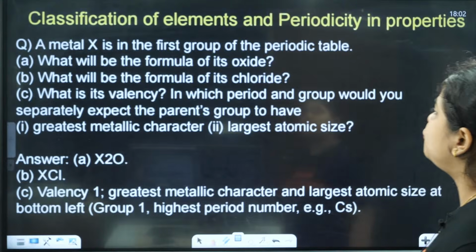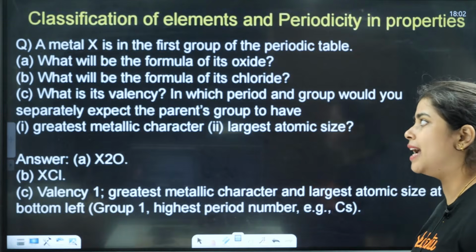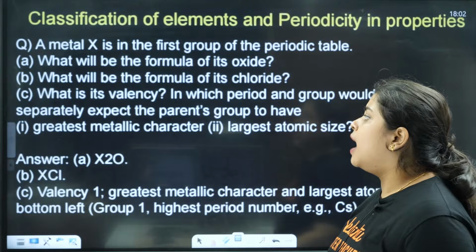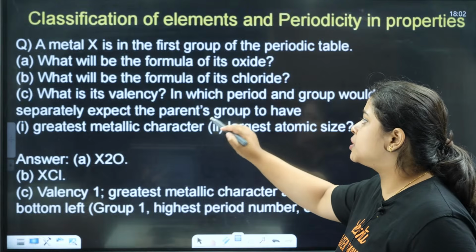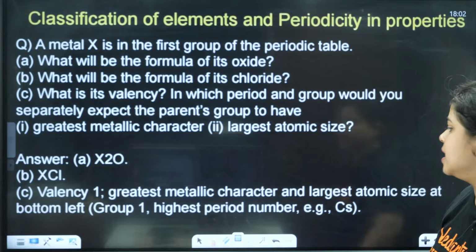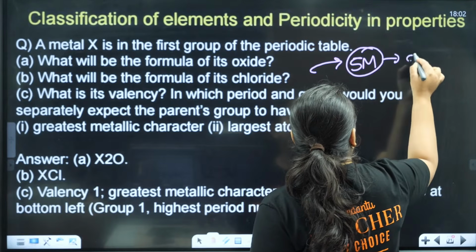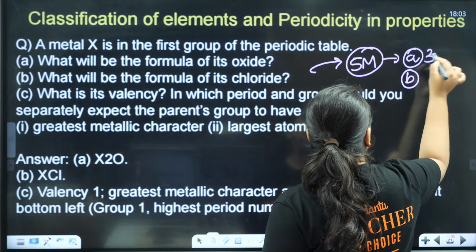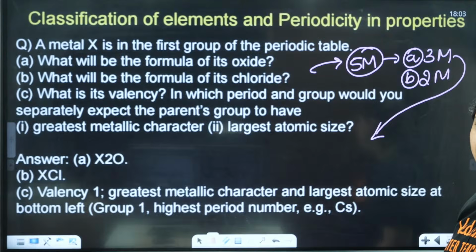A metal X is in the first group of the periodic table. What will be the formula of its oxide, what will be the formula of its chloride, and what is its valency? In which period and group would you expect the elements to have the greatest metallic character and largest atomic size? This was actually asked for 5 marks, in the form of A and B, 3 marks and 2 marks. So for these 3 marks, they have asked 3 questions. Be active in the chat box, everyone. Let's see. Come on.